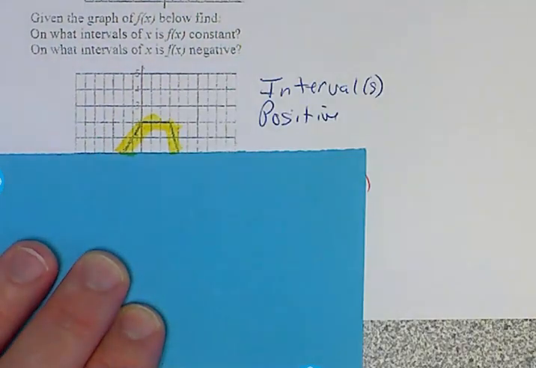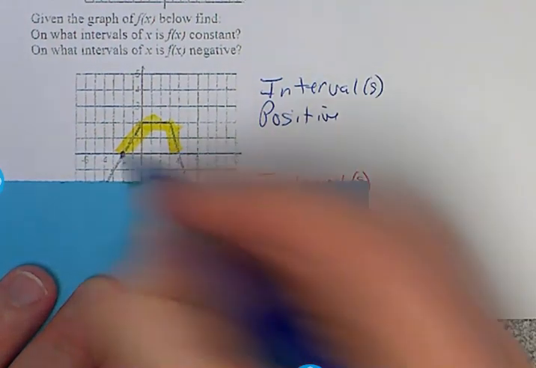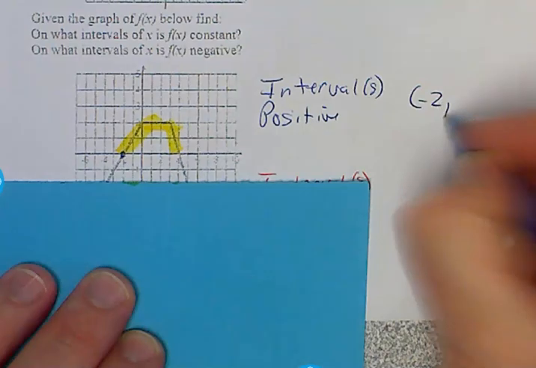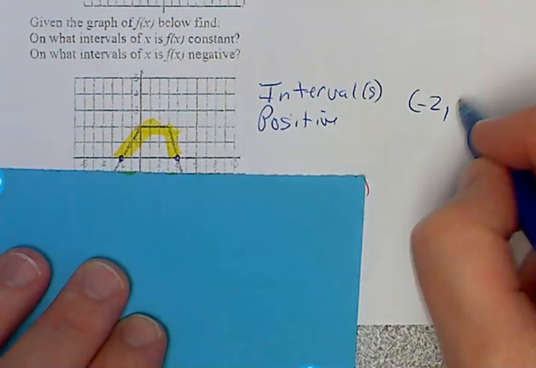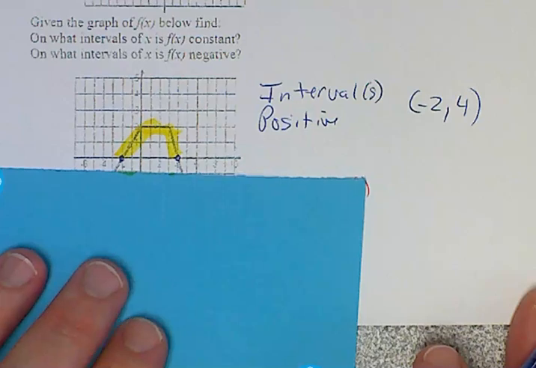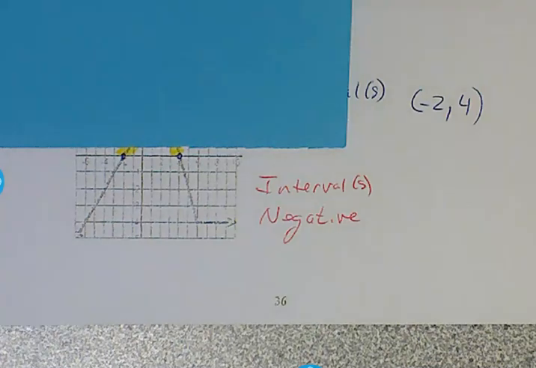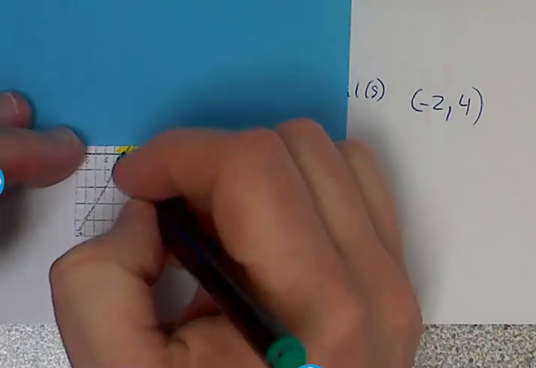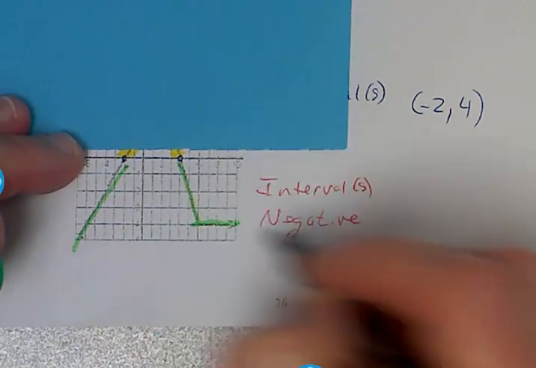So that started at -2. And that stopped over here at that point. That's it. 1, 2, 3, 4. So that's -2 to 4. Okay. So then if we're going to the negative, well, that's everything below the line. So that's going to be everything down here. That's that part.